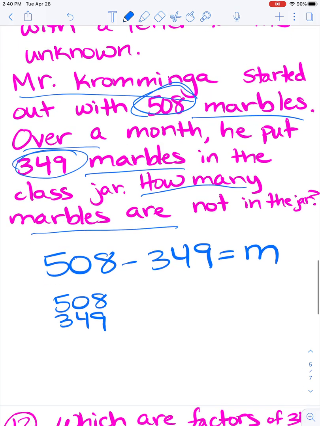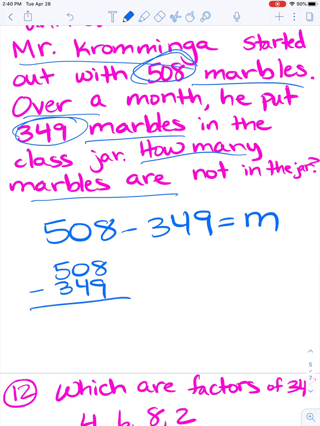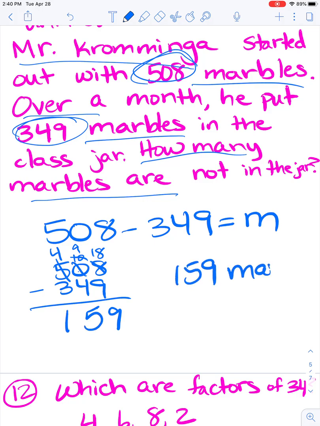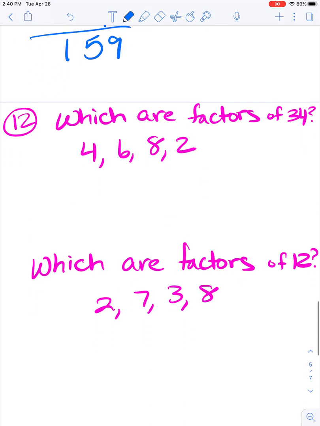Let's go ahead and do the subtraction. I'm going to move this up a little bit. If I have 8, can I take away 9? No, go next door and get 10 more, but they don't have any, so I have to go all the way over to the hundreds place. Now I can borrow. Now I'm going to make this 18 because I brought over a 10. 18 minus 9 is 9. 9 minus 4 is 5. 4 minus 3 is 1. He has 159 marbles that are not in the jar.